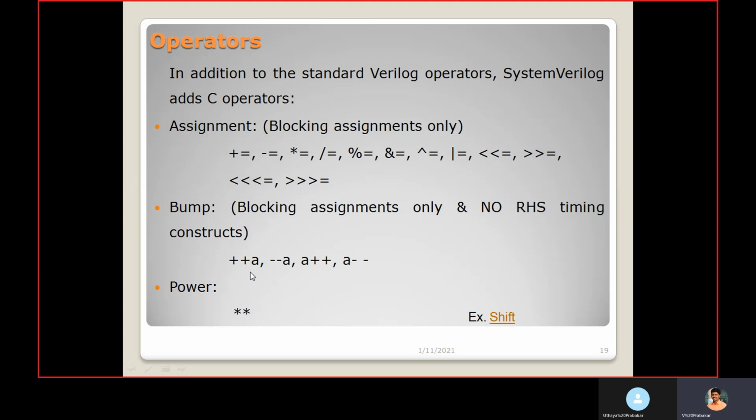There's a difference between these two. This is pre-increment and it will perform the operation first. This will perform the operation and then the value of a gets incremented. And this is the power operator, exponential.